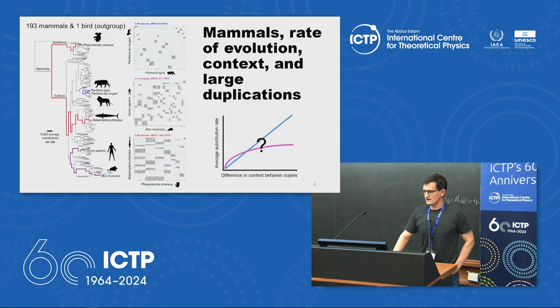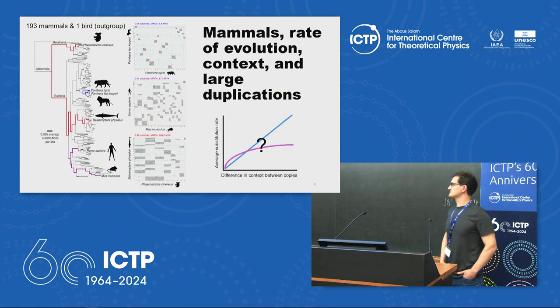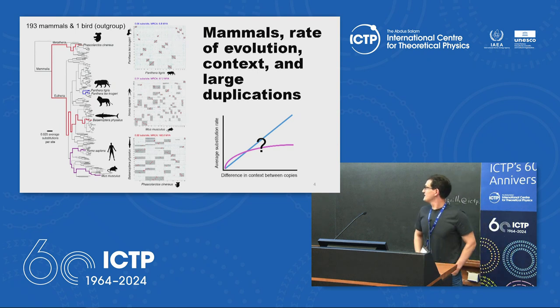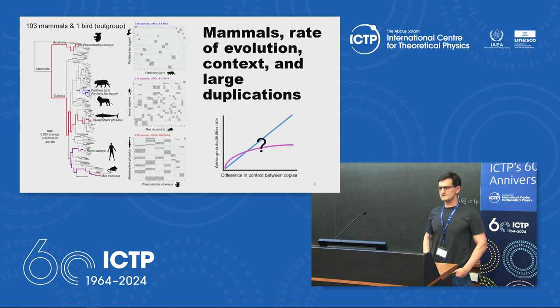So what we want to do is really test this hypothesis on a huge data set, or at least I think it's pretty big. We have 200 mammalian genomes that we're looking at.